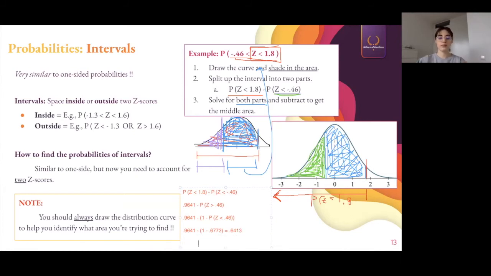And so the final answer is the probability that z is in between negative 0.46 and positive 1.8 is equal to 0.6413. So that's exactly what our blue area equals. So this blue area that I shaded in on both standard normal distribution curves that I drew, that blue area is equal to 0.6413.